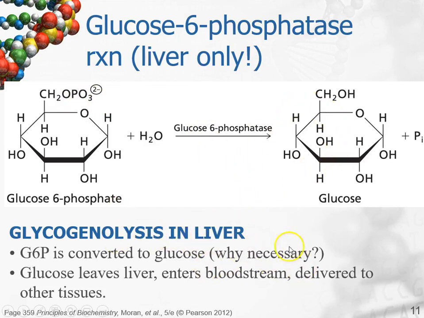So this is necessary because the phosphate's negatively charged, so we have to take the phosphate off so that we can get the glucose to go through its transporters. The transporters wouldn't recognize glucose 6-phosphate. And glucose 6-phosphate being negatively charged is not going to pass through the membrane. So now we have plain regular glucose, and now the glucose leaves the liver and enters the bloodstream, and it's delivered to other tissues.